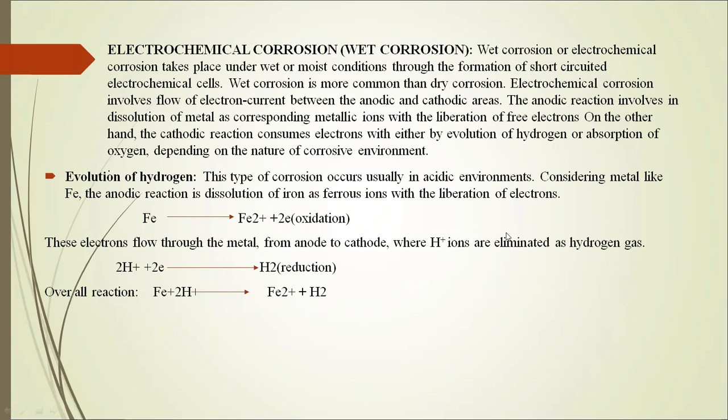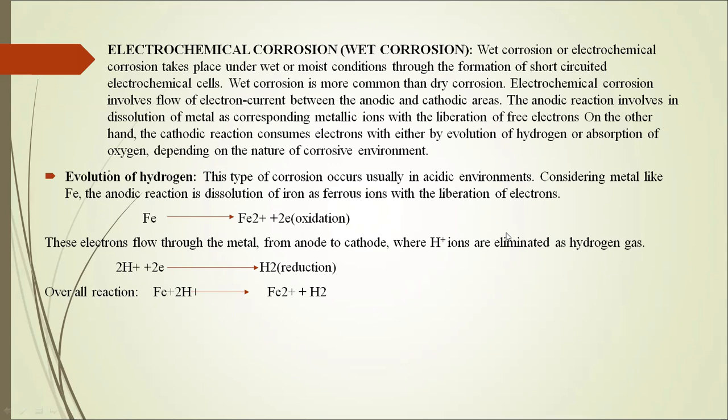One is when the conducting medium is in contact with a metal, and the other is when two dissimilar metals are connected together and exposed to the conducting medium. So these are the two reasons why we call wet corrosion an electrochemical corrosion. And here, as I said, wet corrosion is also called electrochemical corrosion.